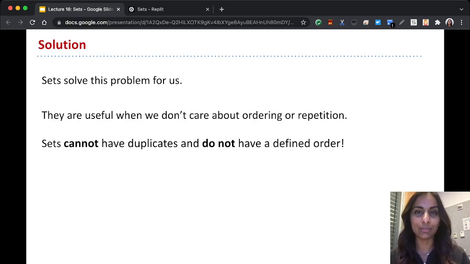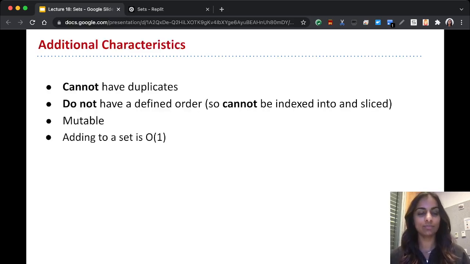So not having duplicates helps get rid of the issue we had earlier when we kept recording every time a student came to office hours, but we only cared if they came one time. So here's some additional characteristics, and 2 repeats, but we know that sets cannot have duplicates. They do not have a defined order, so therefore you cannot index into them or slice them. And they are mutable.